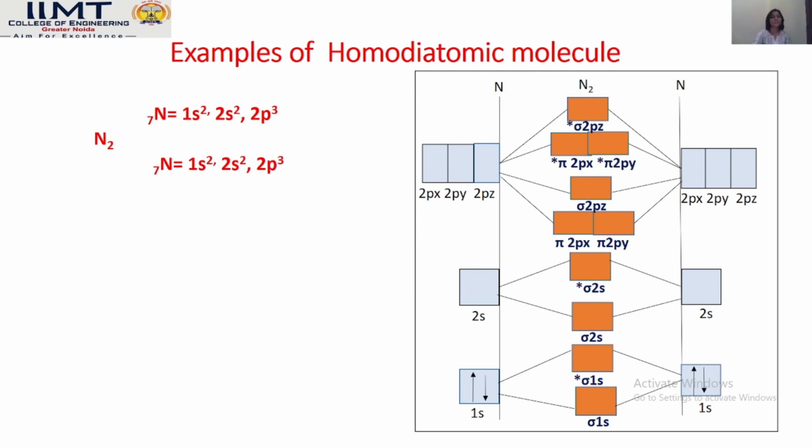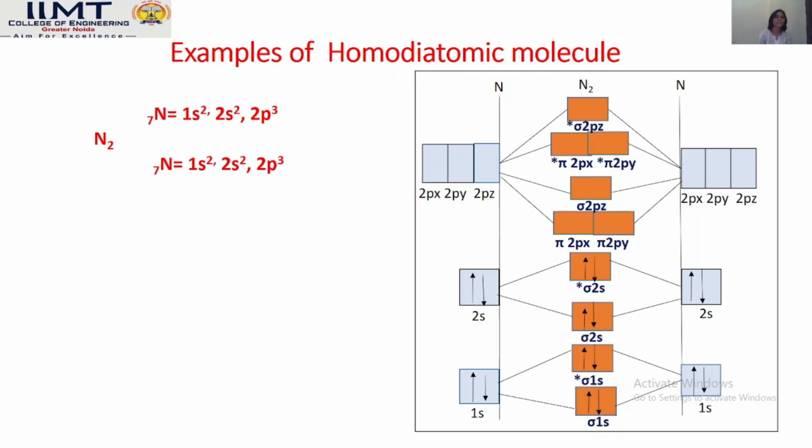In the combination of 1s and 1s atomic orbitals of the nitrogen atom, sigma 1s and sigma star 1s molecular orbitals are formed. Now electrons are going to be filled in sigma 1s and sigma star 1s. In the same manner, the 2s orbital is going to be filled. By the combination of 2s and 2s atomic orbitals, sigma 2s and sigma star 2s molecular orbitals form. Now electrons are filled in sigma 2s, and now sigma star 2s.